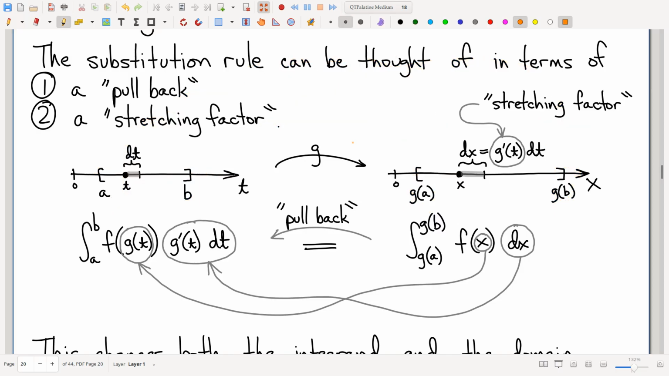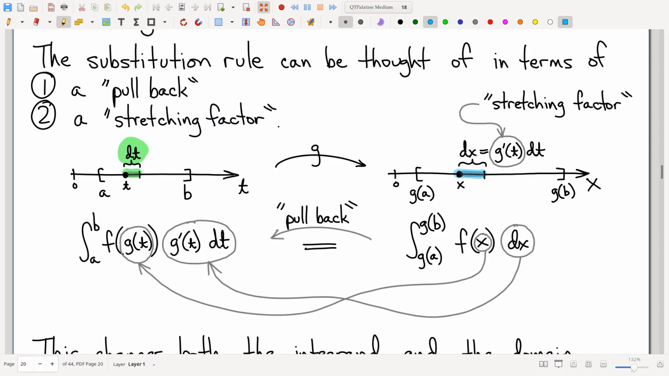Now, less obvious: if I have taken my interval on the t-axis and chopped it up into little sub-intervals, and I look at one of these sub-intervals, like this little one right there of size dt, you can take all of those points, plug them into g one at a time, see what comes out, and you get a bunch of points.